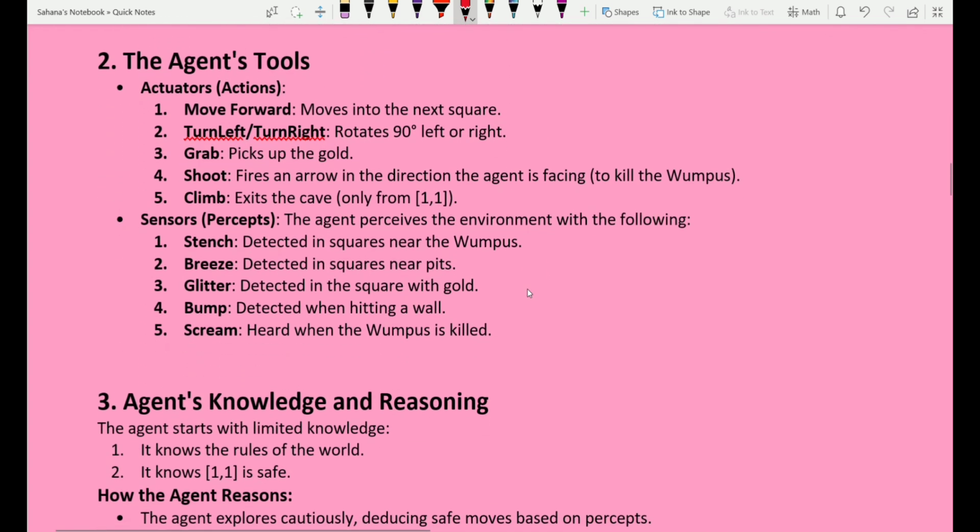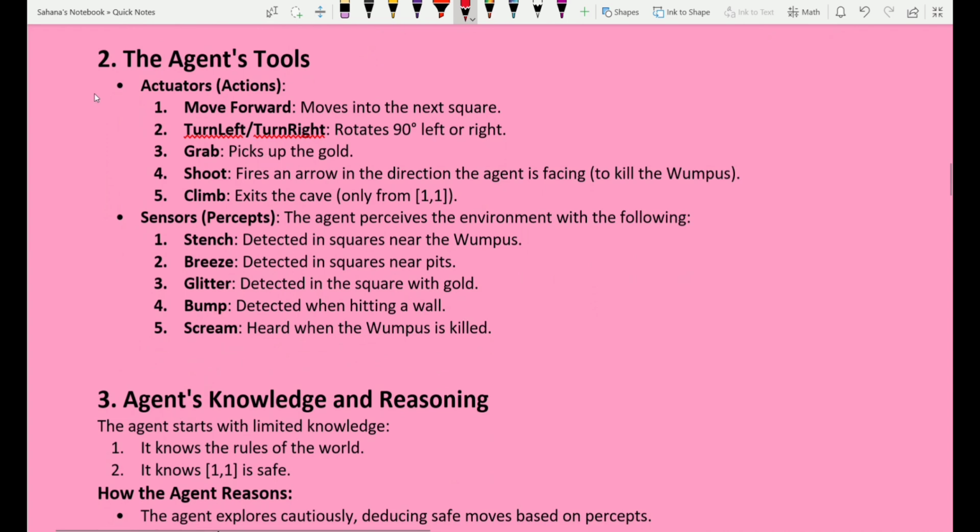The agent's tools, that is actuators and sensors, will come next. Actuators means actions. Now, what all actions can be performed by the agent?